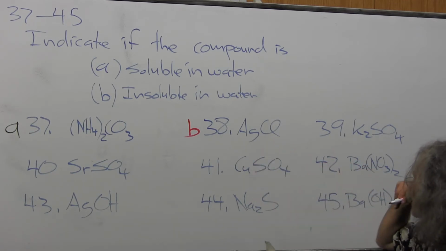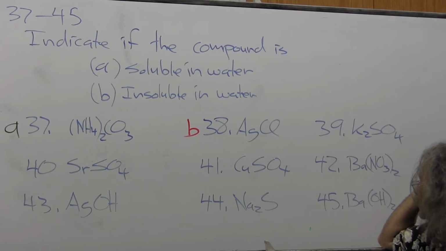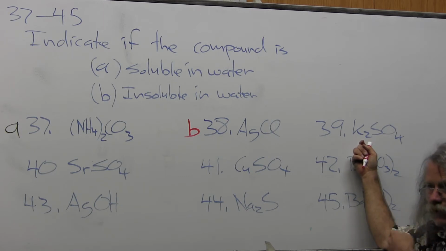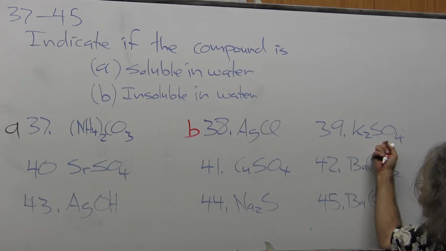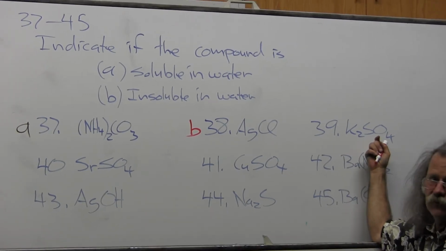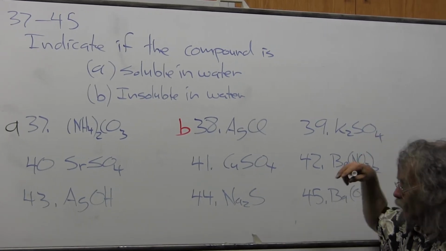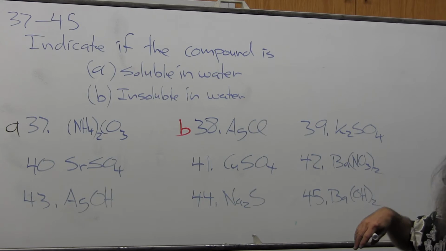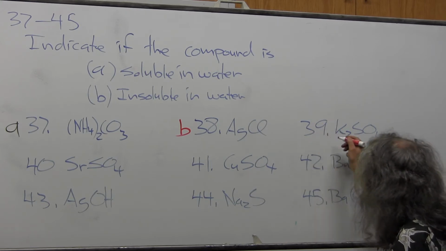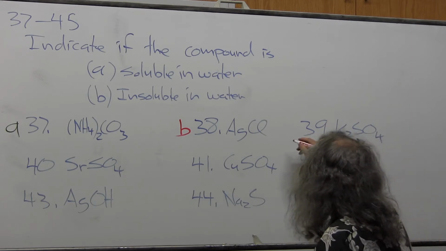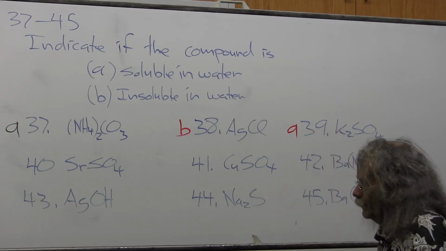Okay, 39, I've got potassium sulfate. Well, rule number 1 tells me that all sodium, potassium, and lithium salts are soluble. So I know it's got to be soluble. And then I can look at sulfates. The sulfates are soluble anyway, except for the few exceptions, which would be calcium, strontium, through barium, but we'll get to that in a little while. This is going to be by default. Rule number 1 has precedence over everything, so this is soluble, A.